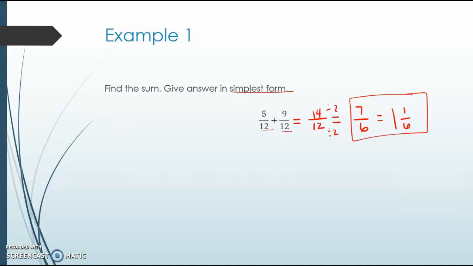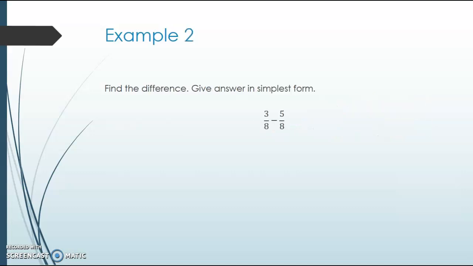So that's adding. Subtracting is basically the same. I've got to make sure that I have those like denominators. So here I have 8 and 8. So then I again know that my answer is going to have a denominator of 8. And then I do 3 minus 5, which gives us a negative 2. And it doesn't matter whether you put the negative on top or whether you put it in front or whether it's at the bottom, just as long as you have one negative.